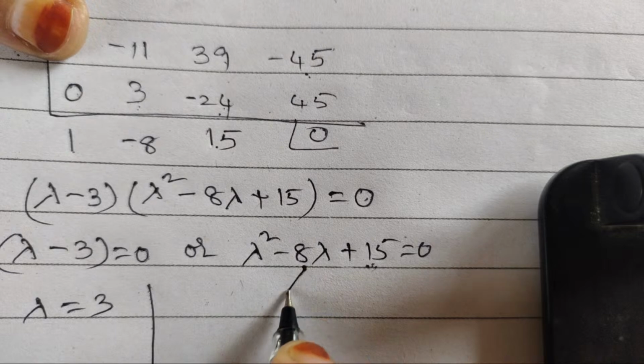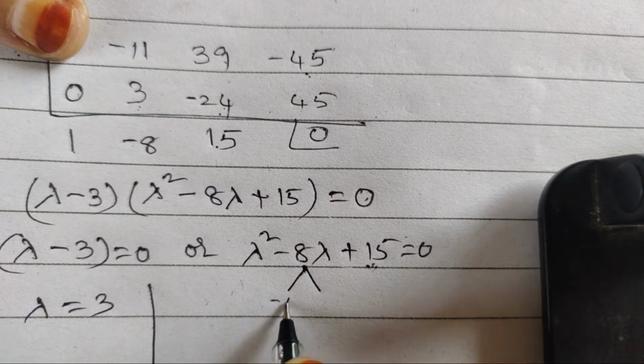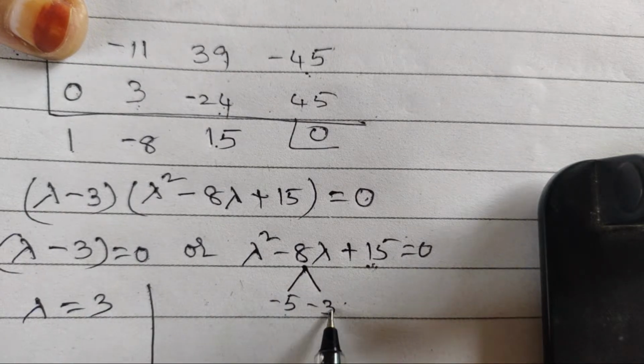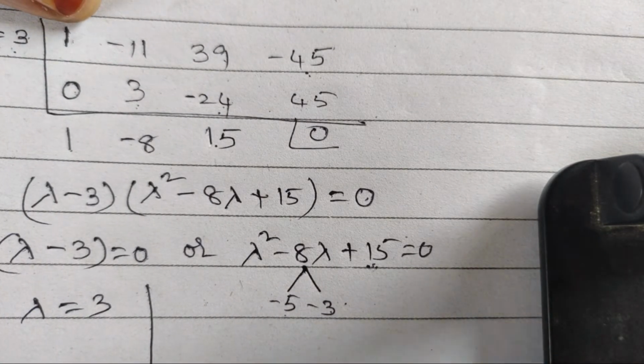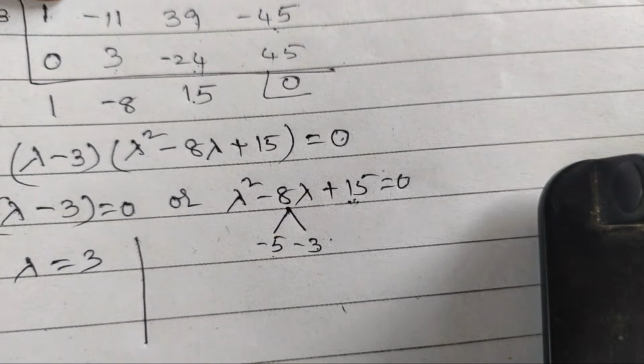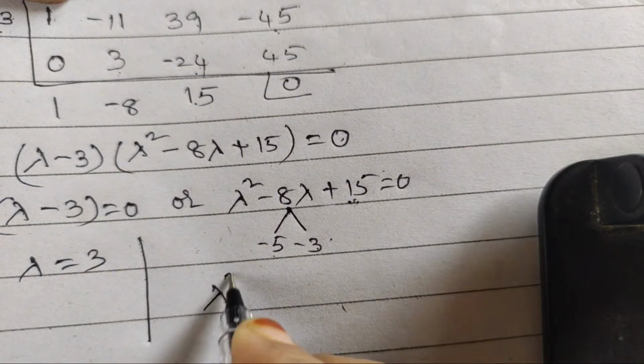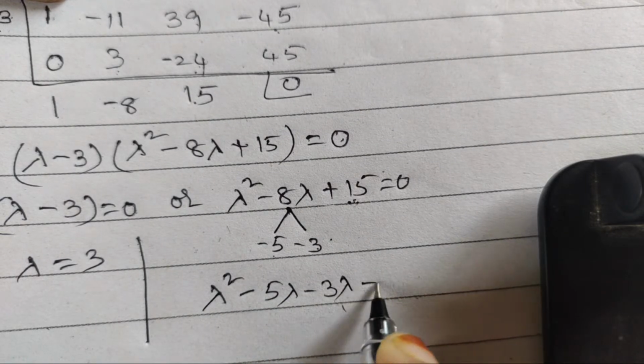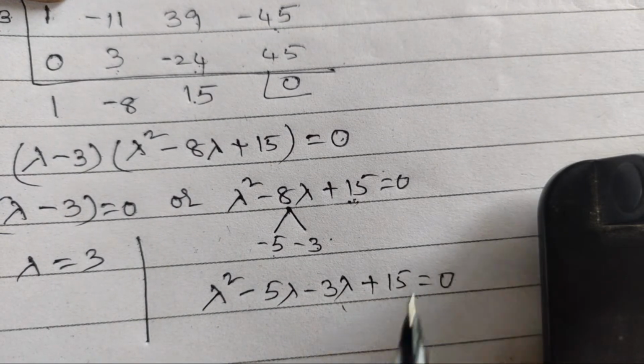So this 8 I can write as minus 5 and minus 3. I can split this 8 into minus 3 and minus 5, so that with the help of the common factors I can find the roots. So lambda square minus 5 lambda minus 3 lambda plus 15 equals 0.